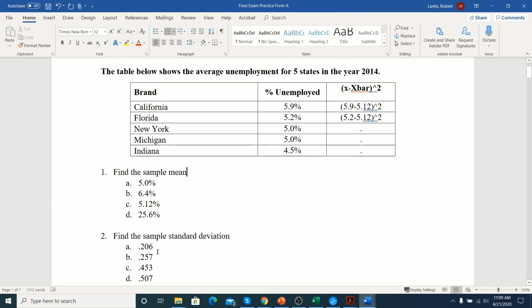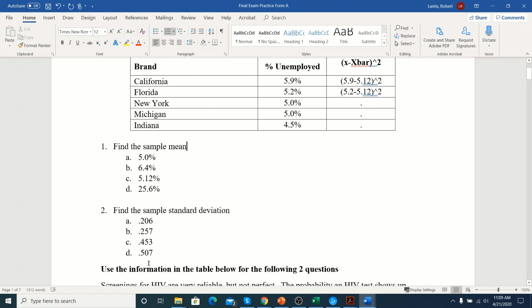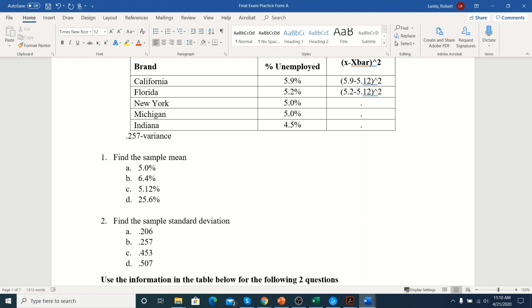To get the standard deviation, I would have to take the square root of 0.257, which ends up being approximately 0.507. Okay? So if I add these all up and divide by n minus 1, which is 4, then what I should get is that 0.257, but that's my variance. So to get the standard deviation, I'd have to take the square root of that.